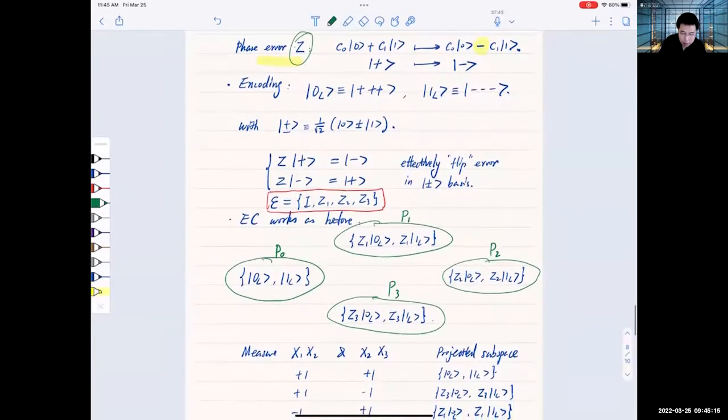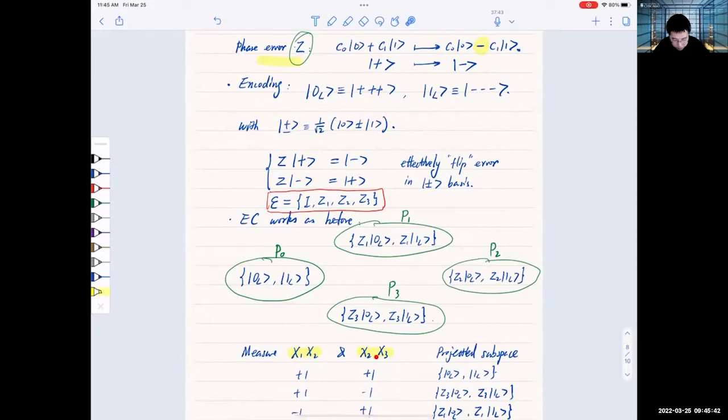Similar to the bit flip errors, here for dephasing errors we basically swap between X and Z. So over there, you're measuring Z1Z2 and Z2Z3, and here we're actually measuring X1X2 and X2X3. First, you can verify that these two operators commute with each other, so the order that you measure them doesn't matter.